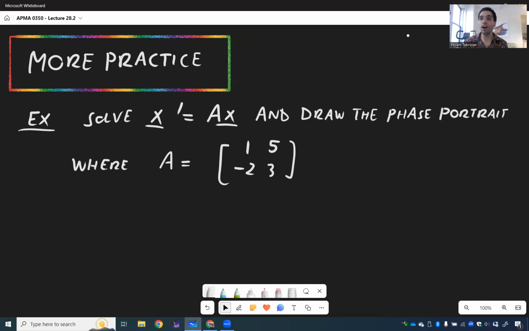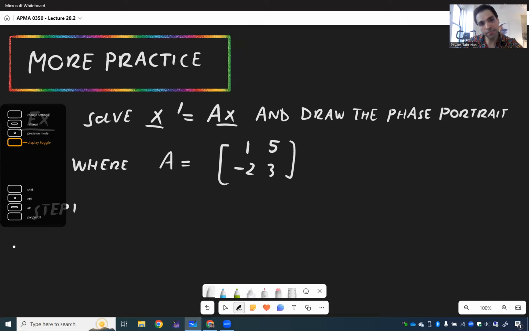Wow, that was quite a tough pill to swallow, wasn't it? No problem, though. Let's do another example to see that it's actually much quicker in practice. So let's solve x prime equals Ax and draw the phase portrait where A is the matrix [1, 5; -2, 3].